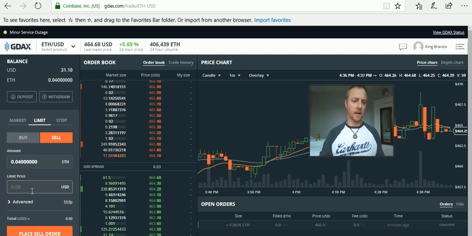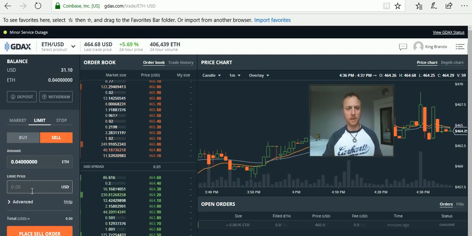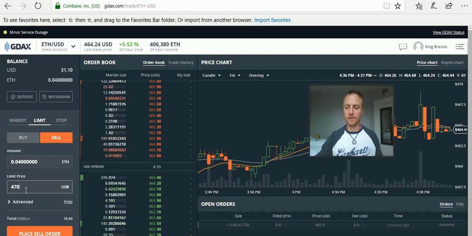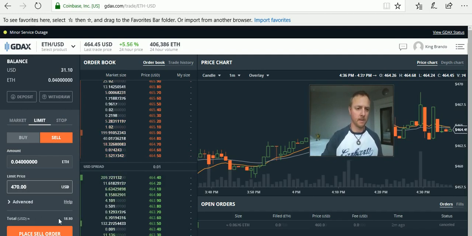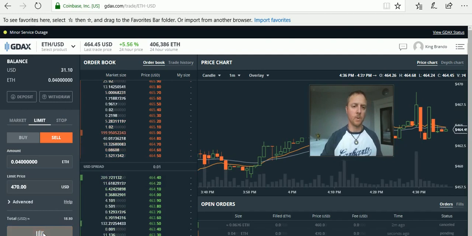What price do I want to sell it at? Now remember what you do here? You make sure you sell it above this price. So I'm wanting to sell it above $464. So let's go ahead and go for $470. You don't need to break out the calculator on this one. It's a little bit better. Place sell order.